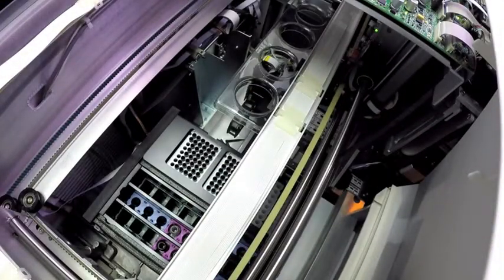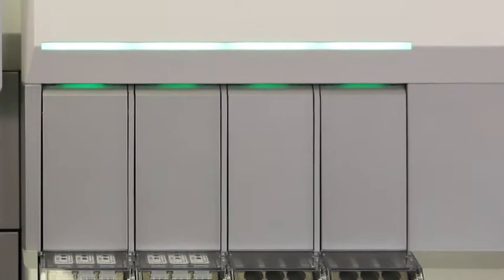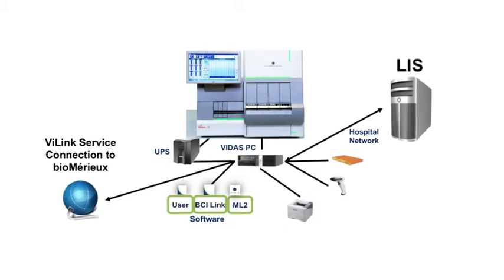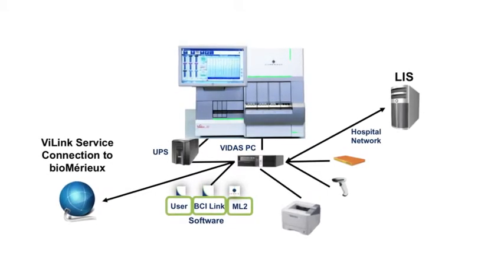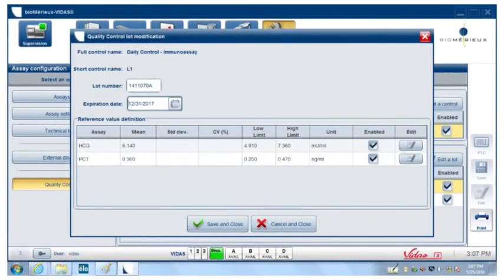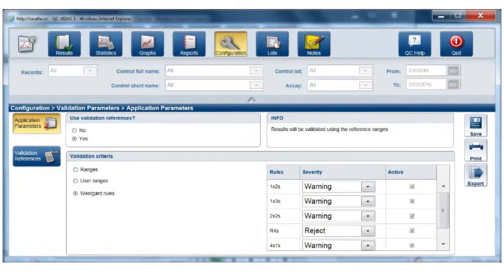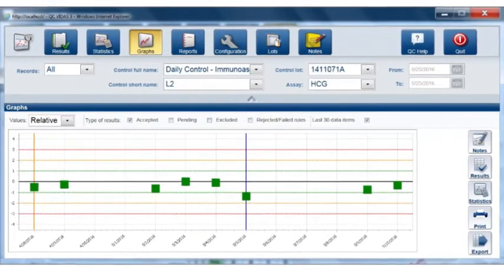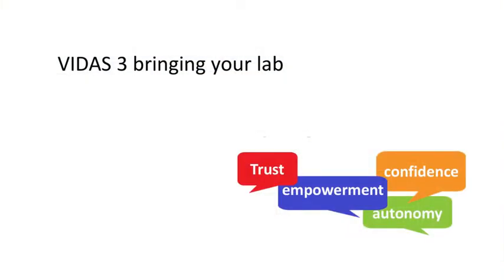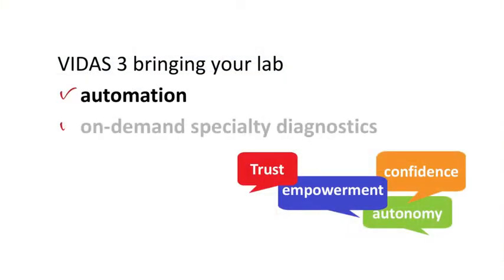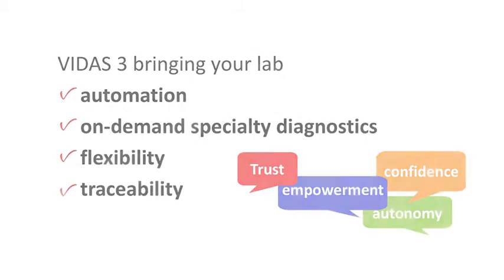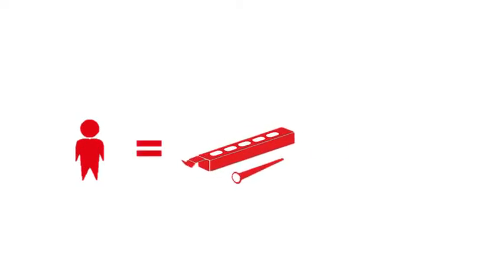Once the test run is completed, the section LED bar turns green, the results are generated and automatically sent to the LIS. The results are also accessible and can be printed through the touchscreen. The onboard software includes a flexible QC module with WestGuard rules, configurable ranges, and a set of reports that can be exported as data tables, charts, and graphs. The VIDAS 3 is designed to bring your lab the automation of on-demand specialty diagnostics with flexibility and traceability. One patient, one test, one result.